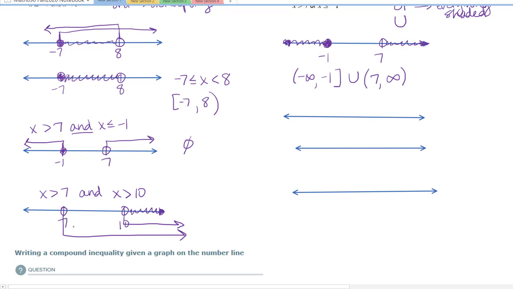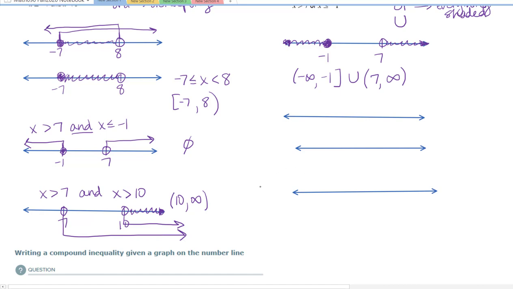It turns out the x greater than 7 is kind of redundant. If you're greater than 10, you're already going to be greater than 7. There's no need to even say that. So the final graph answer would just be from 10 to infinity. And then the interval notation would be parentheses 10 to infinity parentheses.